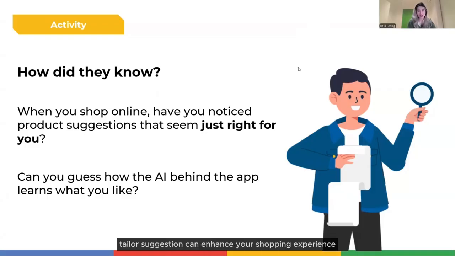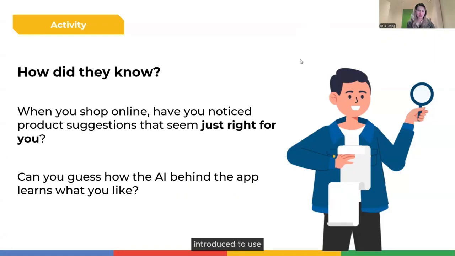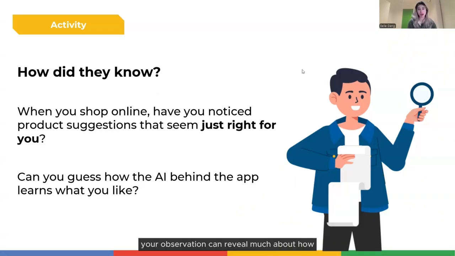While these tailored suggestions can enhance your shopping experience, there are times when they might miss the mark also. Can you think of a moment when a recommendation introduced to you was actually very on point, but also a time when you felt it was out of sync with your needs? Your observations can reveal much about the effectiveness of the system in real-world scenarios.